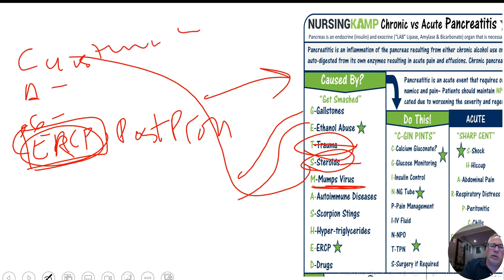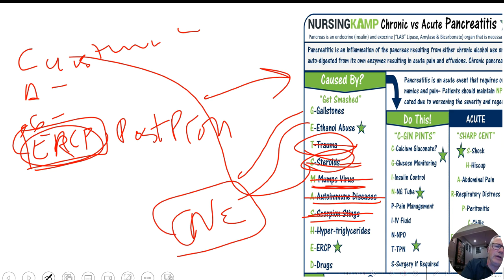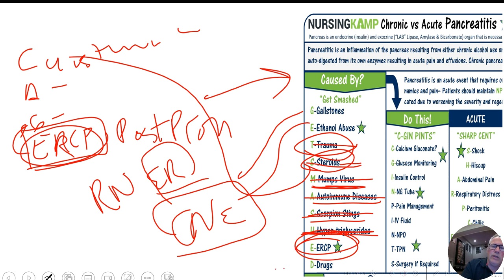Mumps is actually a cause. Autoimmune disease, not the most likely. Scorpion stings is interesting. That's more for the CEN exam. The CEN exam is an RN ER certification. And then hypertriglyceridemia. High triglycerides and ERCP is the main one. And sometimes drugs can cause it.